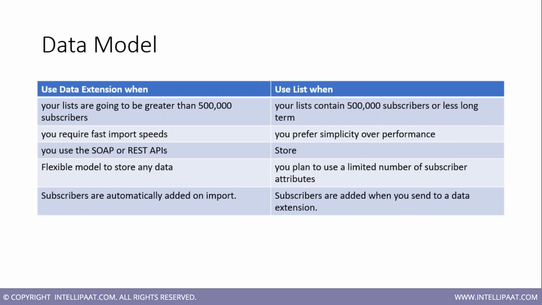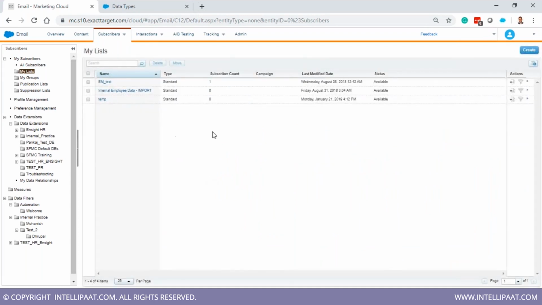So let's go back into the system and quickly create a list. Okay, my lists. What I'll do over here is similar to the way we created a data extension; the process remains the same. There are a few changes over here. If you can see, there are a couple of them created.